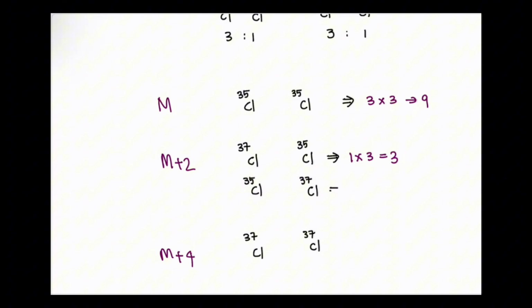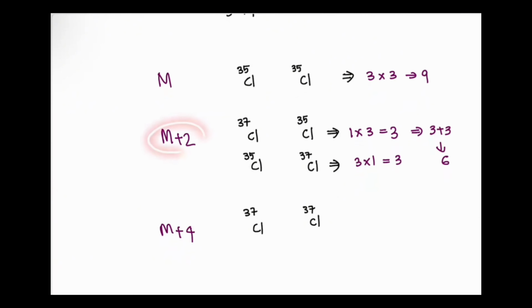So chlorine 35 means 3 into chlorine 37, 1. So 3. Now for the M plus 2 peak intensity, we should add both these ratios. That means 3 plus 3 will get 6. So the ratio of M plus 2 will be 6.